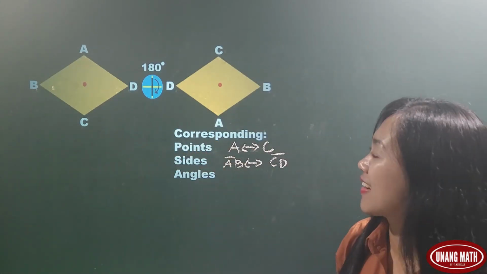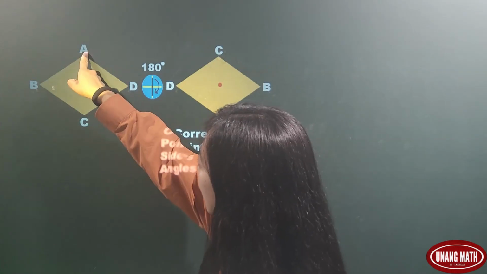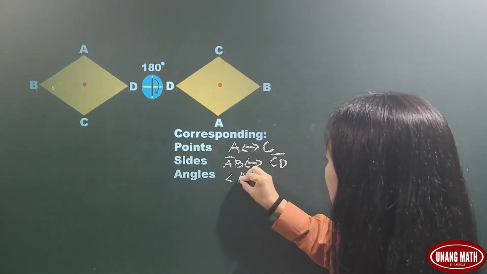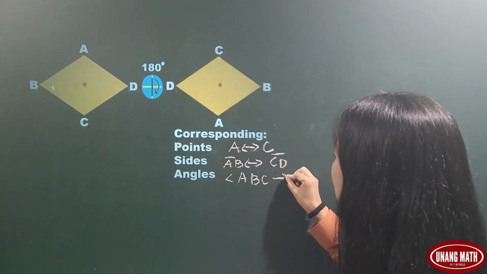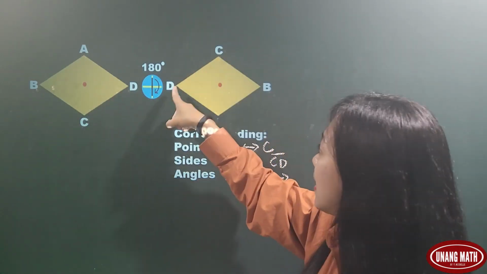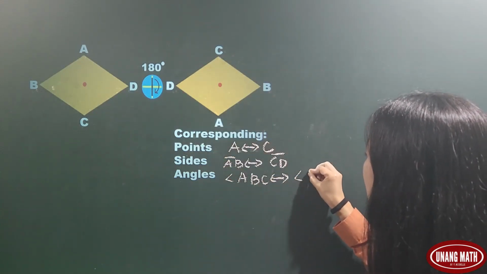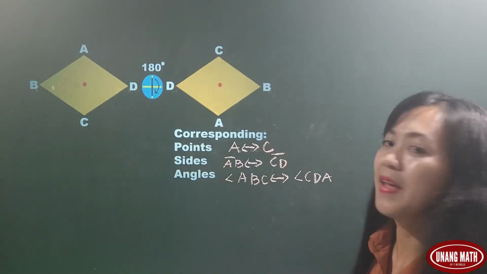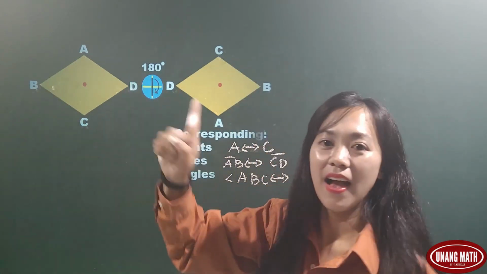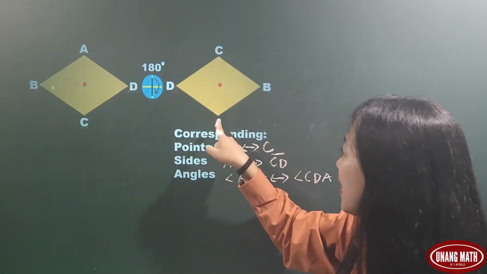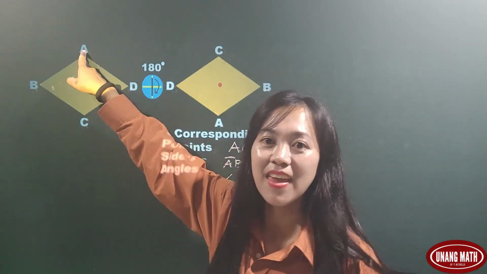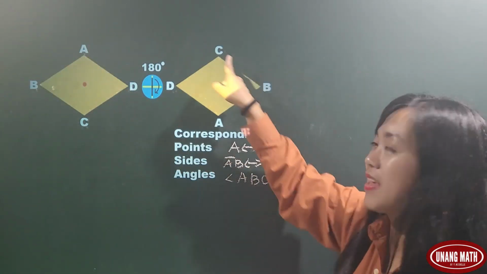Okay, how about angles? Let's say, for example, ang angle ABC. So, angle ABC, okay, ang katumbas nito sa rotated na figure natin ay ang CDA. So, angle CDA. Okay, ang angle BCD, ang katumbas ay angle DAB. Ang angle CDA, ang katumbas ay ABC.